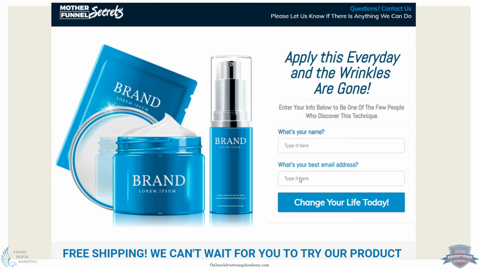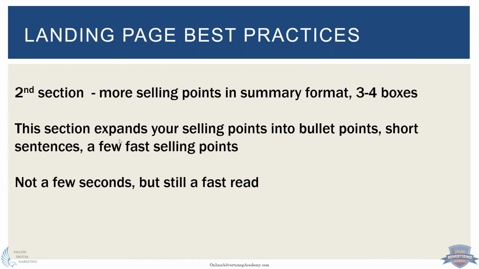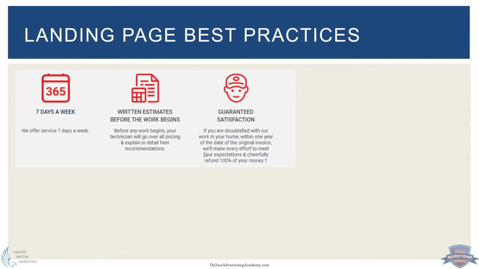So this first section is critical to keep it short, usually very large text and a large image, sometimes even a video is another option people do, but it's usually a large image and just kind of 1 or 2 sentences that explains everything. So the second section, this is just more selling points in a summary format, usually in a couple of boxes. This section expands on your selling points, usually bullet points, short sentences, or a few fast selling points. So it's not a few seconds, but it's still a fast read.